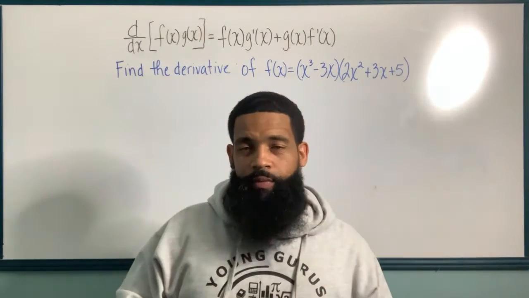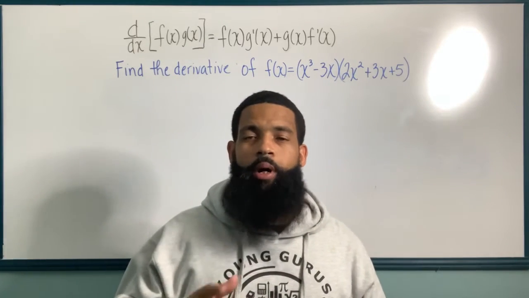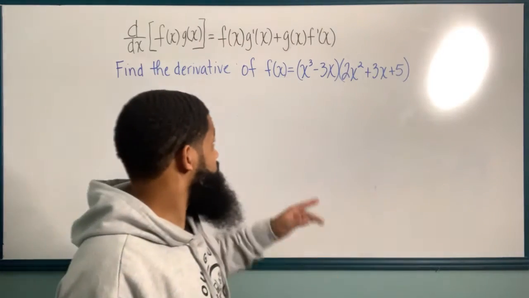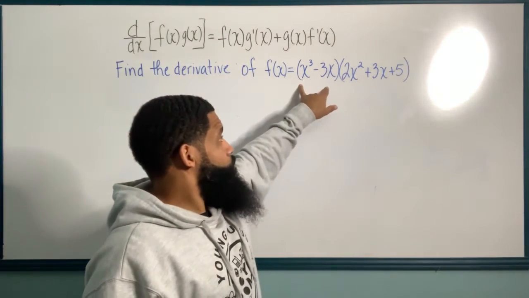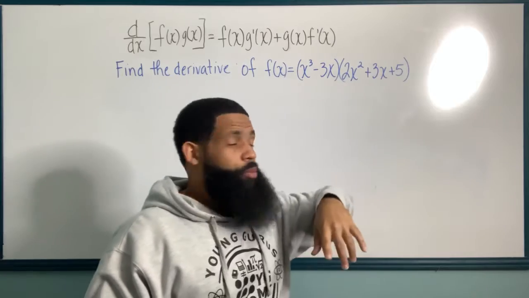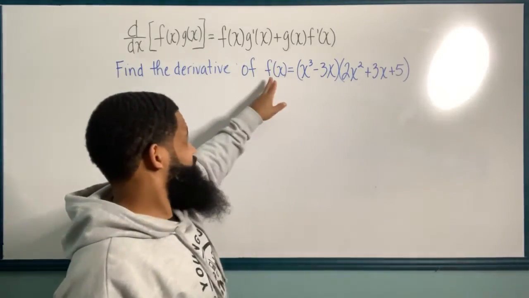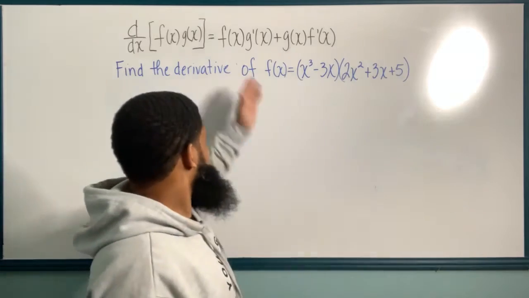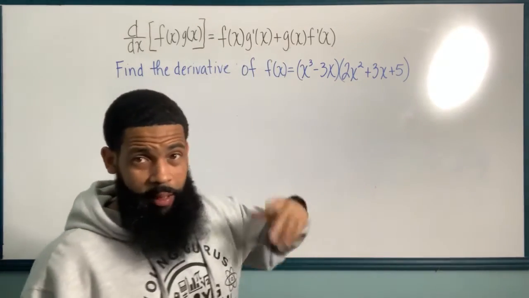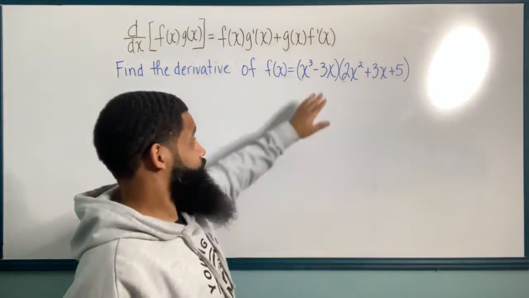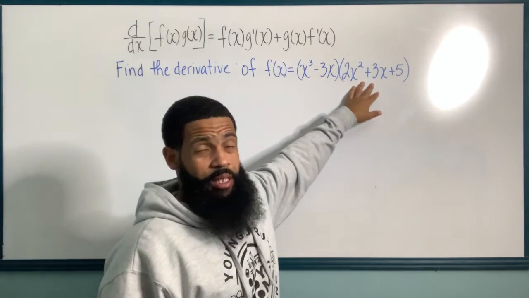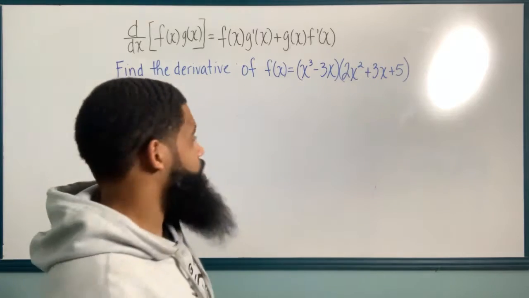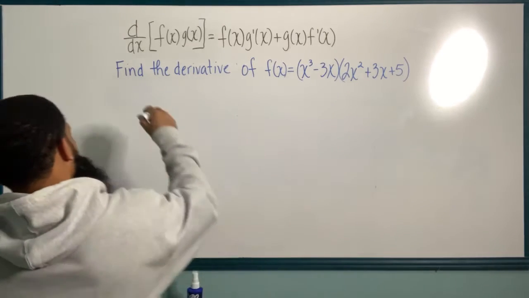We're finding the derivative of functions, but we're using the product rule. And so when we use the product rule for this function, x cubed minus 3x times 2x squared plus 3x plus 5, I named it f of x, but you can name it whatever. So don't confuse that with the rule. Basically what the rule is saying is we're going to take the first function times the derivative of the second plus the second function times the derivative of the first. All right. So boom, let's get this.